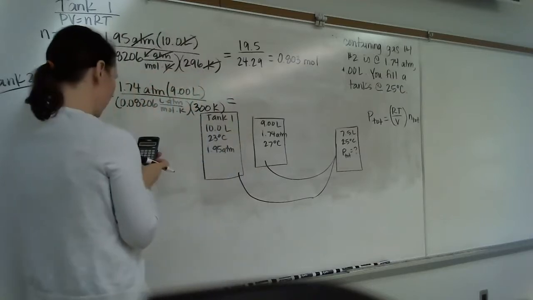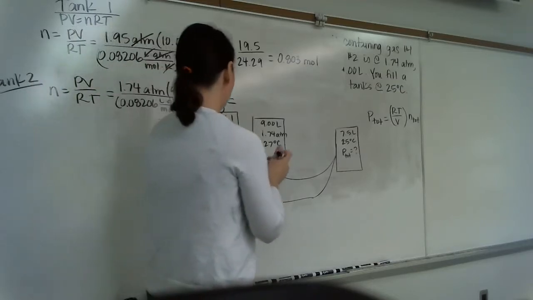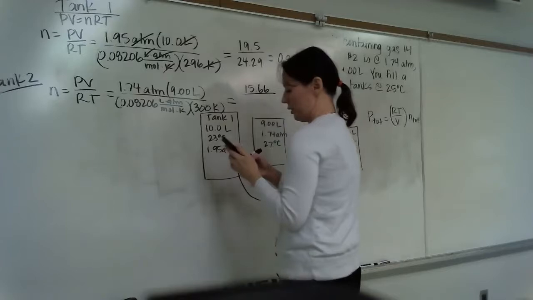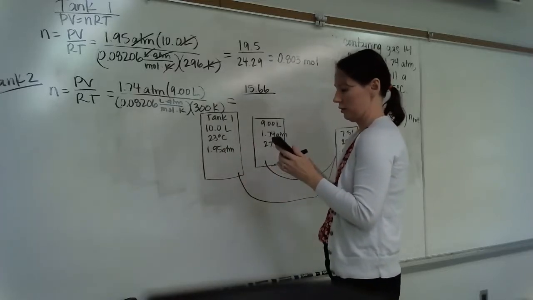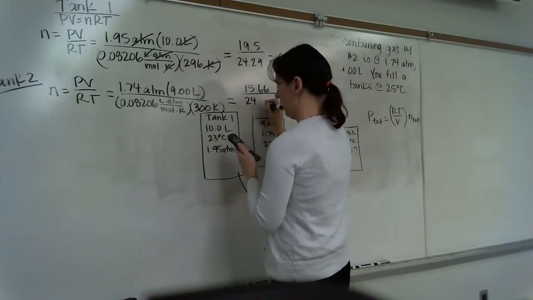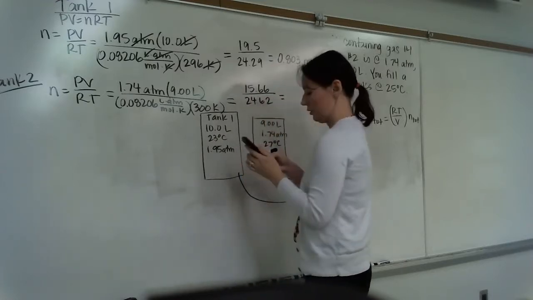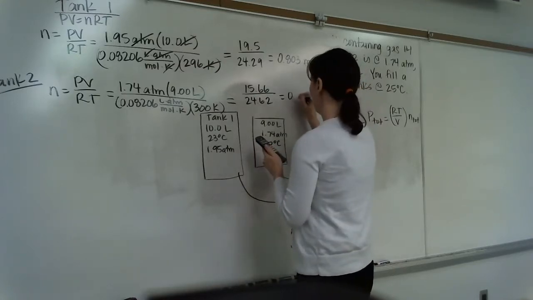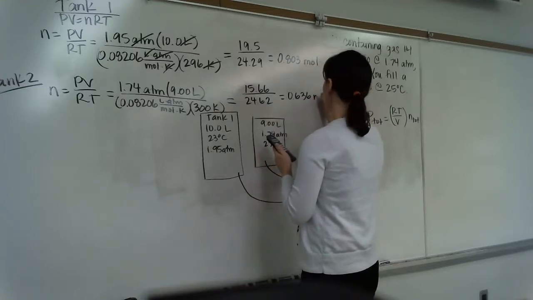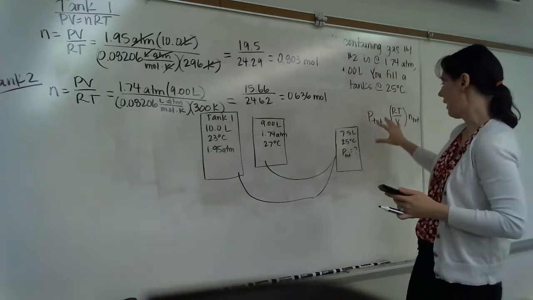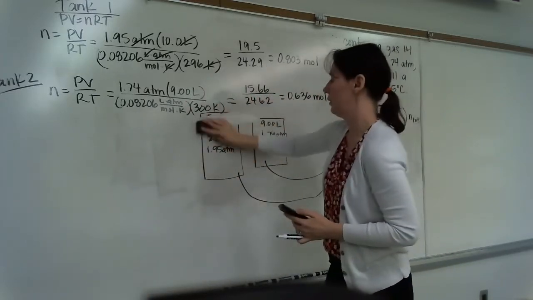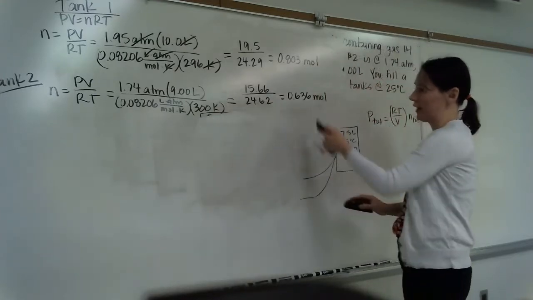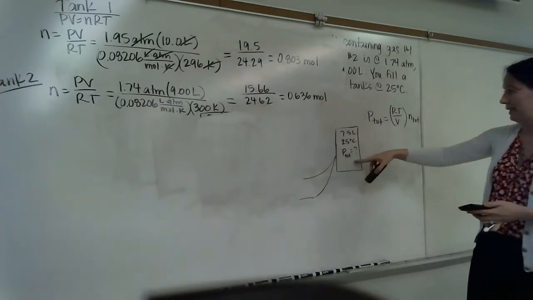300. All right, so 1.74 times 9, 15.66. My denominator is 0.08206 times 300, 24.62. So 15.66 divided by 24.62 gives me 0.636 moles. So now I'm able to solve for my final answer, right? Because those are the number of moles in my 2 original tanks. I mix them all together and pump that mixture into here.